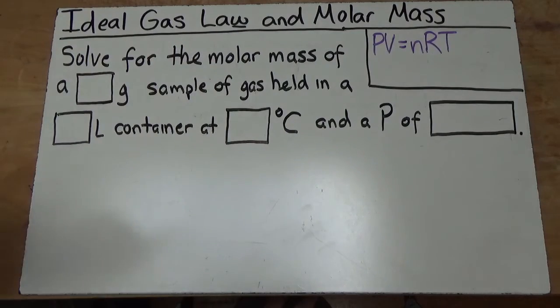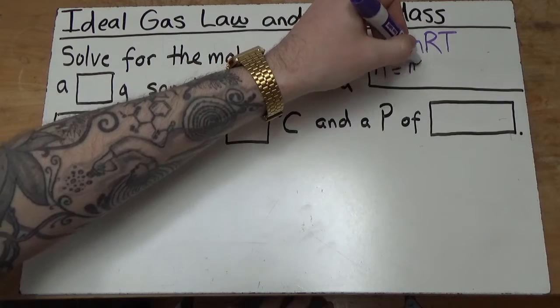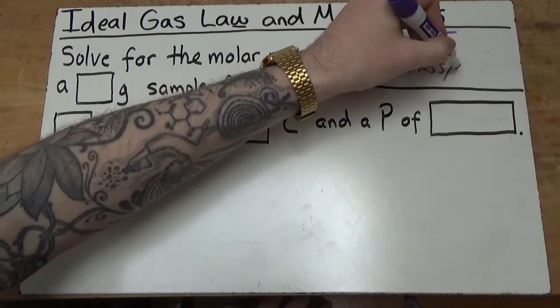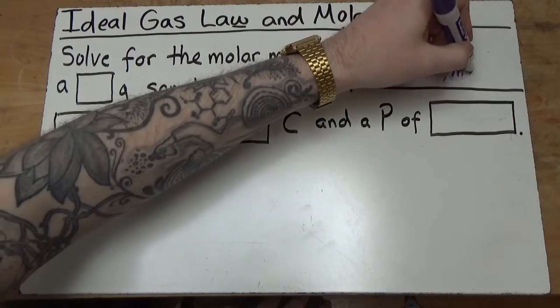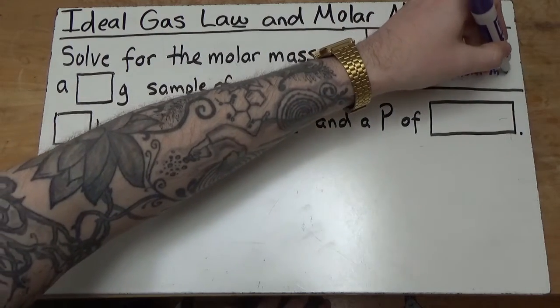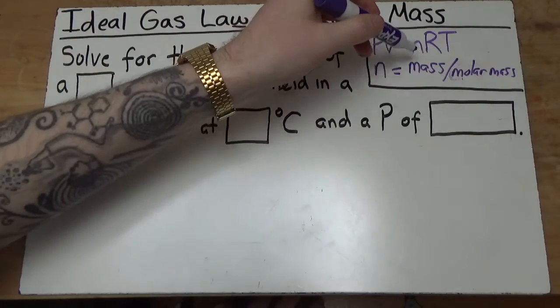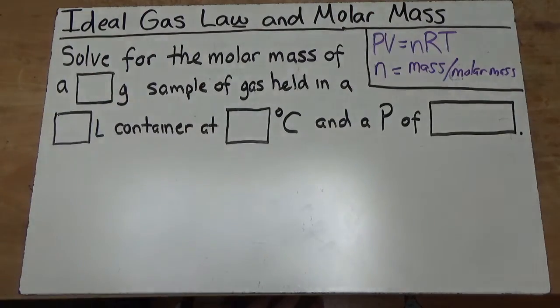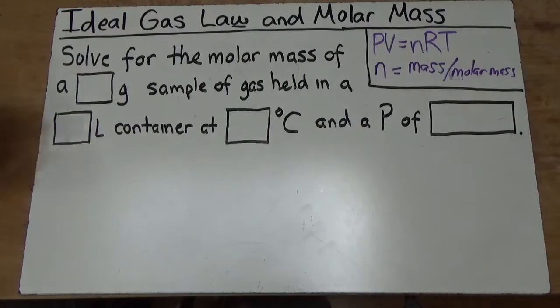But if you really think about it, moles is actually just mass divided by the molar mass. So we can use n if we figure it out, and a mass if we're given it from the problem, to calculate this molar mass. Let's do a couple problems to try to work through this.